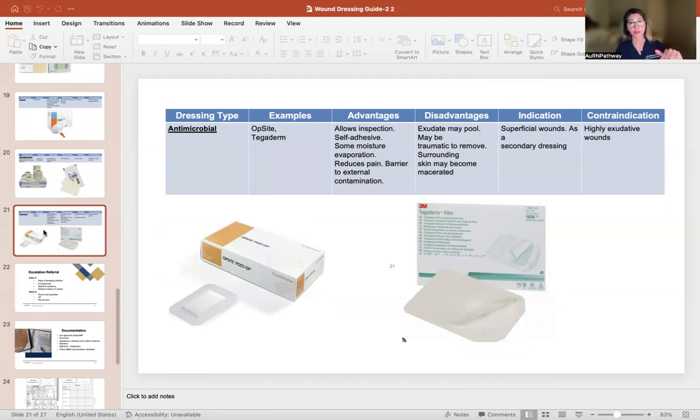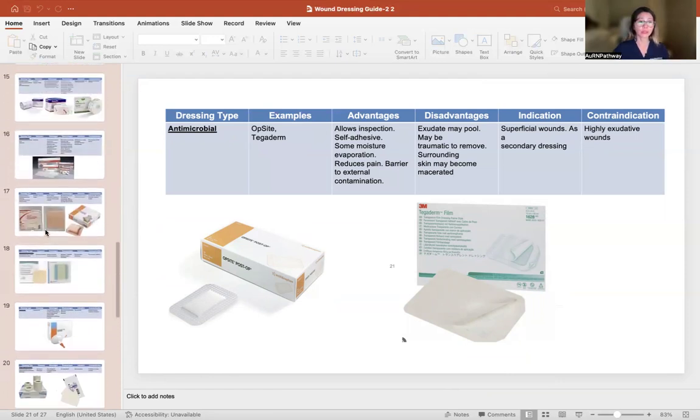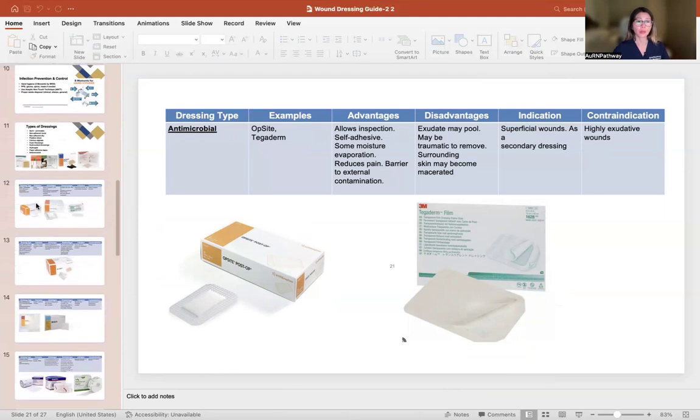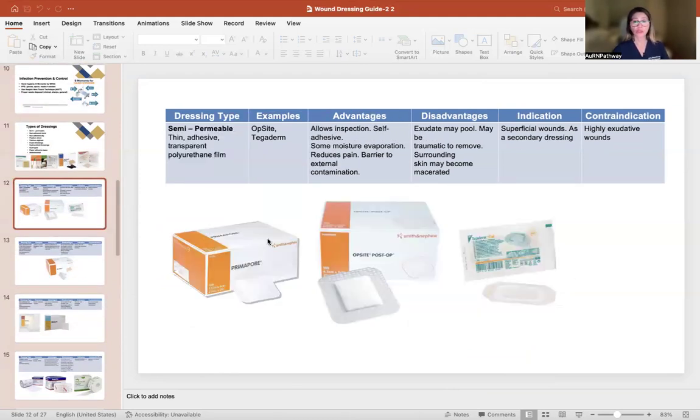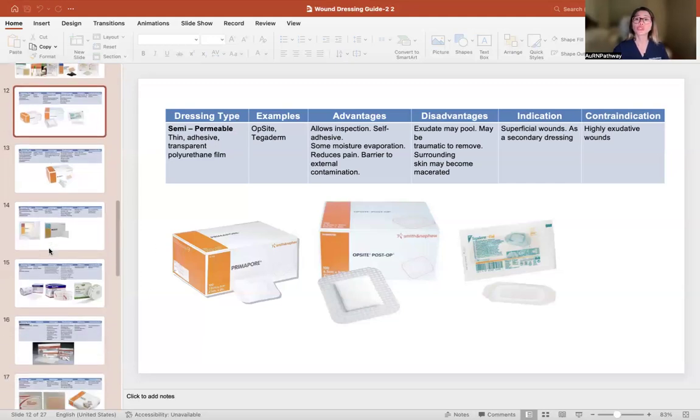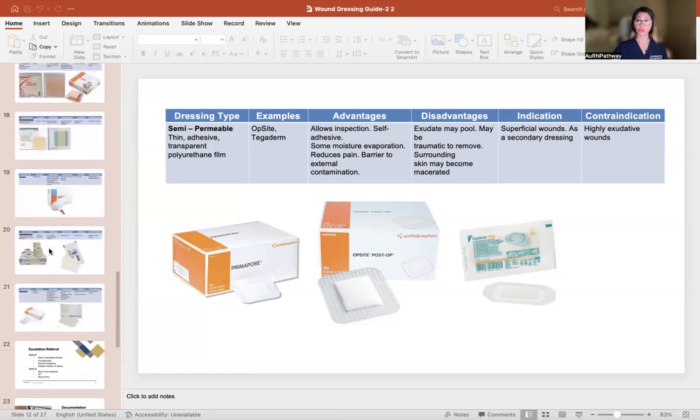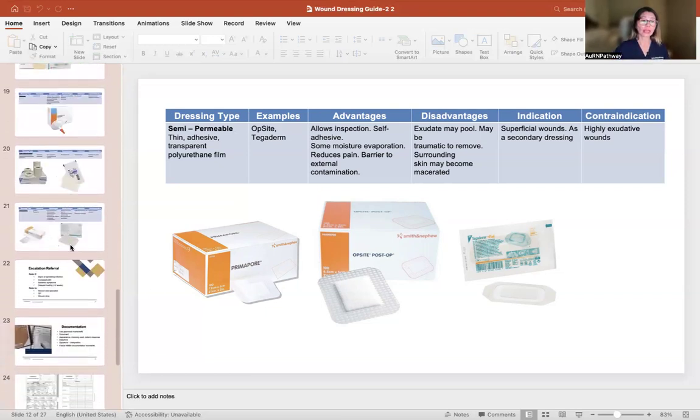And by the way, guys, forgot to tell you, the low adherent or semi-permeable dressing does come in different sizes. All right. And so you just have to use the appropriate size according to the wound that you are dealing with.